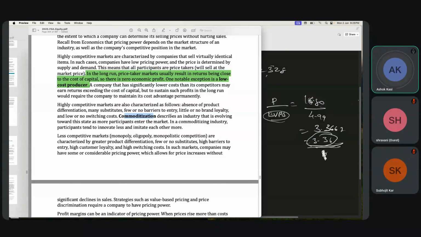Like for example, if I open a vada pav shop outside your college, and I'm making profit, then it's a commoditized business. That means anybody can make it. So the moment I make extraordinary profit, what will happen? Somebody else will come and copy that idea, and they will immediately start making it. That is called a commoditized business. Okay.